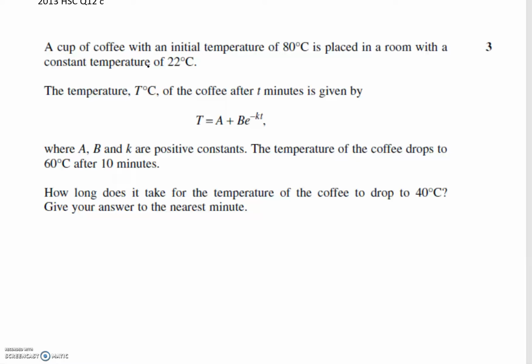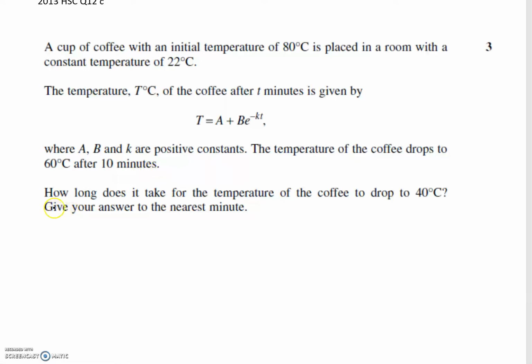in this extension topic. You can see there the temperature T of the coffee after t minutes is given by, and that's very familiar now to us in terms of the type of equation that satisfies our differential equation. A, B and K are positive constants. The temperature of the coffee drops to 60 degrees after 10 minutes, and again, we're very familiar with having a piece of information which we will in due course use to find the value of K.